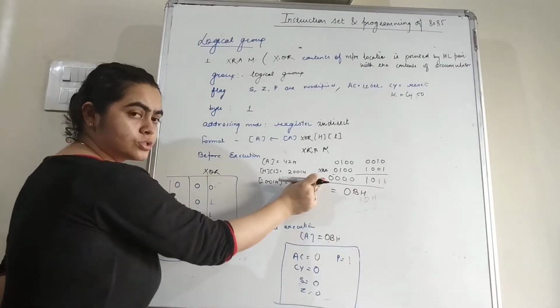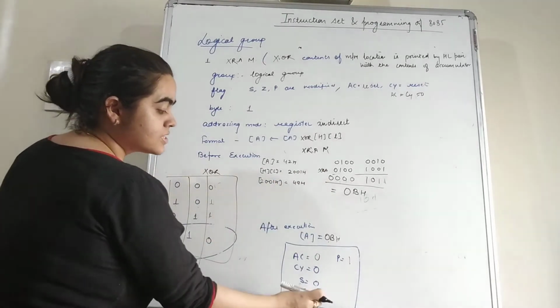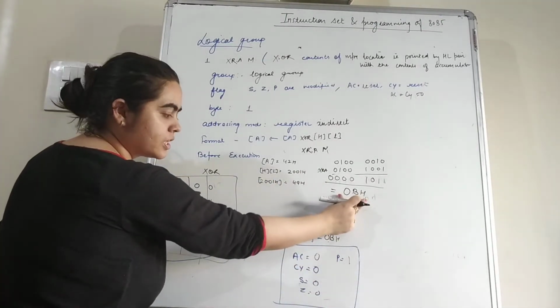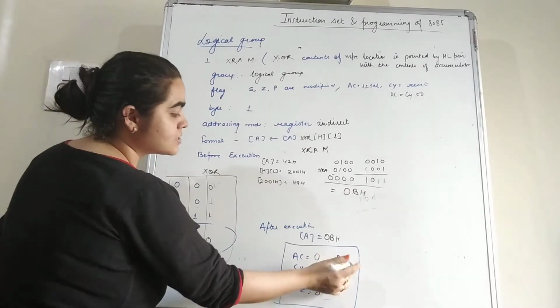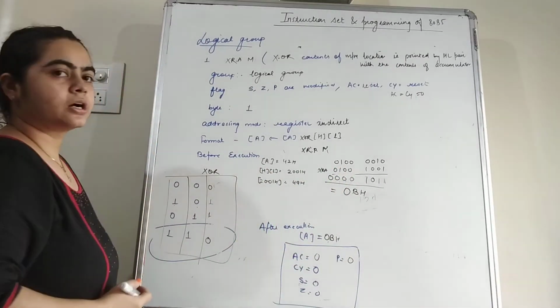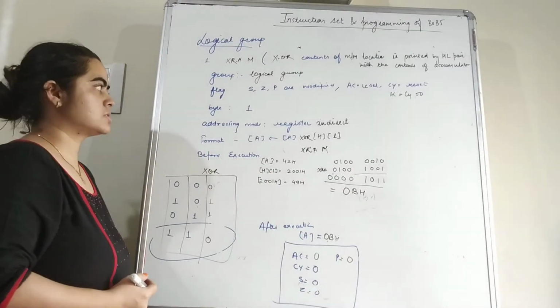Sign flag is equal to 0 because MSB is 0. Zero flag is 0 because the result is non-zero. Parity flag is 0 because in the result there are odd number of 1s.